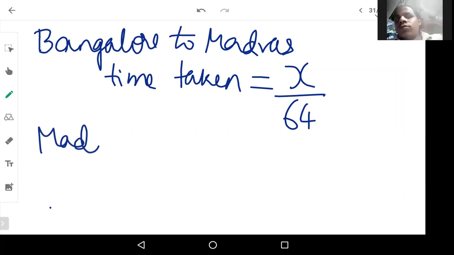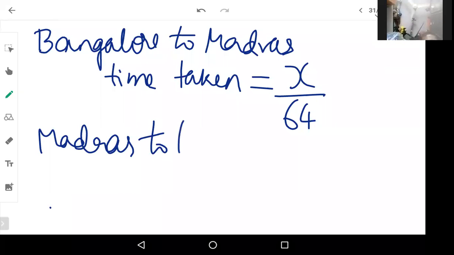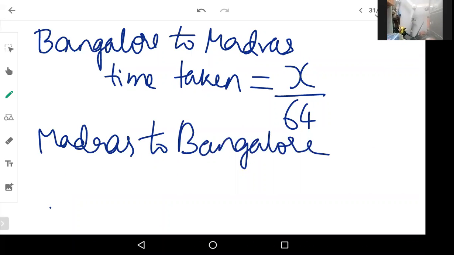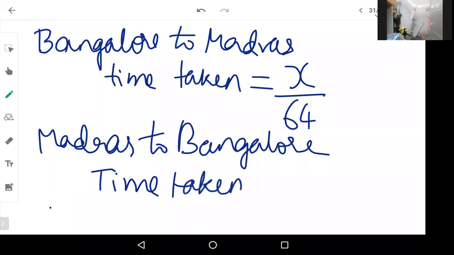Now similarly, from Madras to Bangalore, again the time taken. They told that while he is coming back, he is at the speed of 80 kilometers per hour. Again, the distance between Madras and Bangalore is x kilometers. So we have understood the time taken for Bangalore to Madras and Madras to Bangalore.